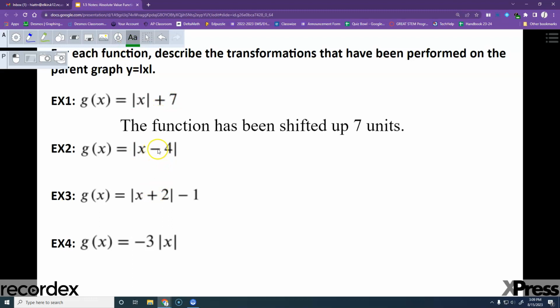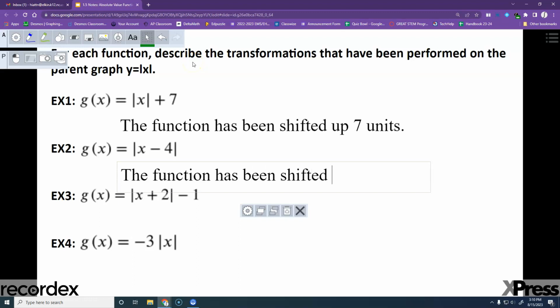Now, notice on our second example, our -4 is not on the outside of the bars, but on the inside here. So this is going to be a horizontal shift. It's going to shift left or right, so we could say the function has been shifted. And in this case, it's going to be right 4 units. We're shifting to the right because we're going the opposite direction when we're on the inside of those bars. Things on the outside of the bars go the direction you think they should go. Inside the bars, you're going to go the opposite direction.